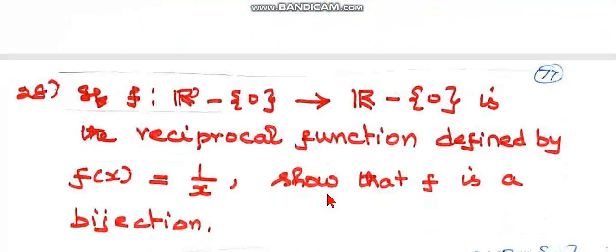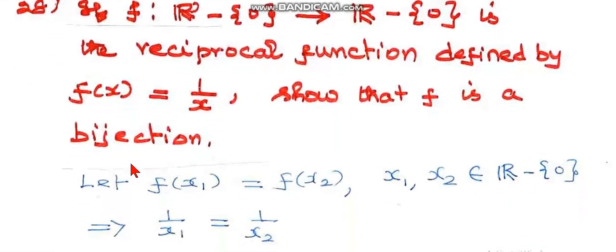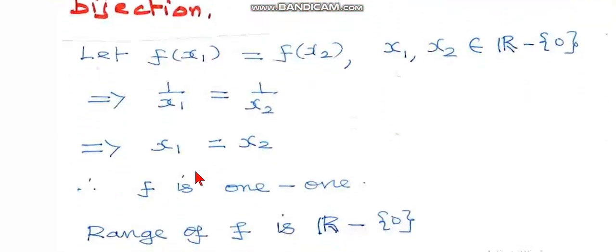Question number 28. If f is a function from the set of non-zero real numbers to the set of non-zero real numbers defined by f of x equal to 1 by x, show that f is a bijection, that is, f is a 1-1 onto function. Let f of x1 equal to f of x2, where x1, x2 are non-zero real numbers. By definition f of x is 1 by x, so f of x1 is 1 by x1 and f of x2 is 1 by x2. That means x1 equal to x2. That is, f is 1-1.